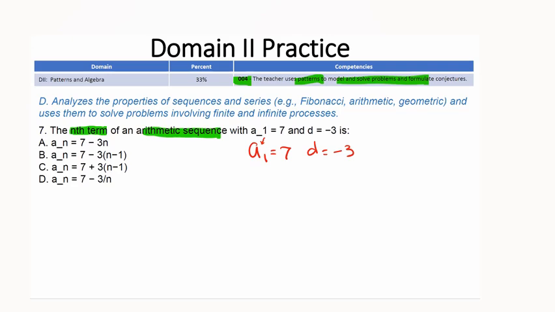But the formula, they did not tell you the formula. They assume that you know the formula. On your test, I believe they gave you a formula chart, no? So sometimes visit that before you answer. The formula is a sub n equals a sub 1, the first number, plus the difference d times n minus 1. This is the same formula that we used earlier, okay?